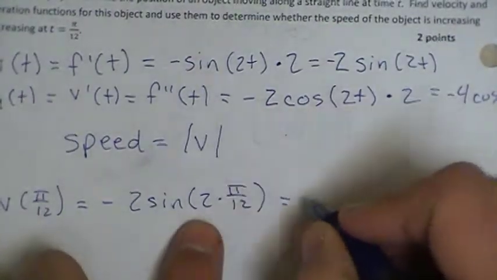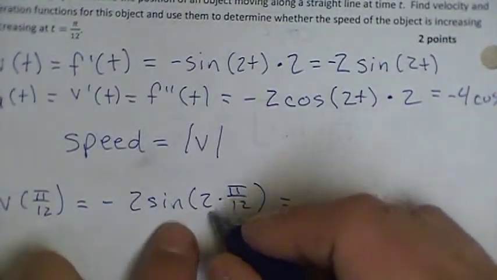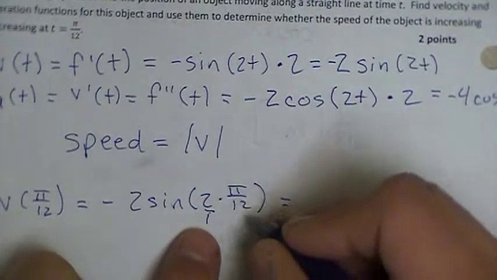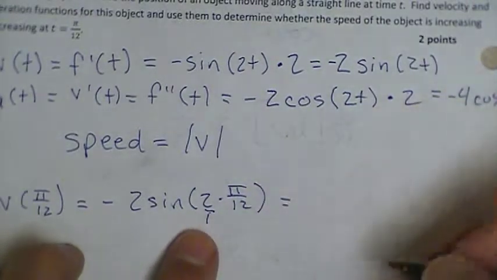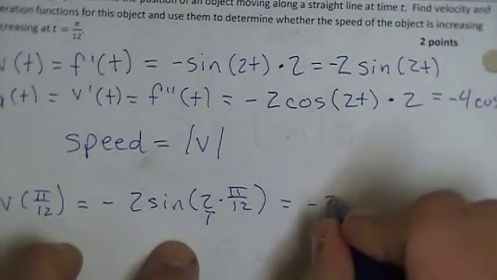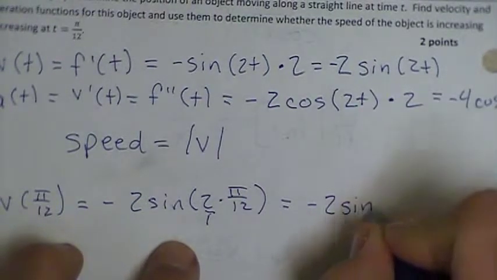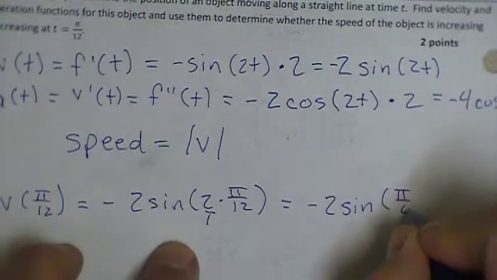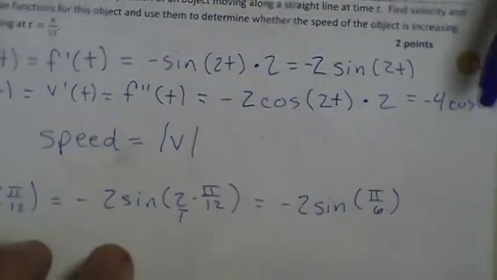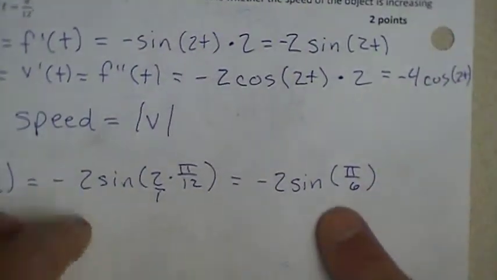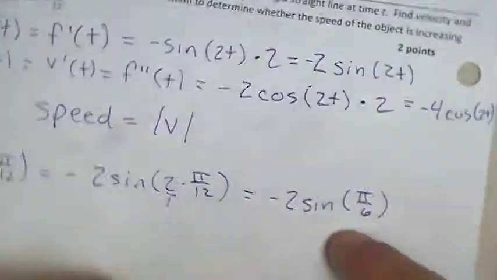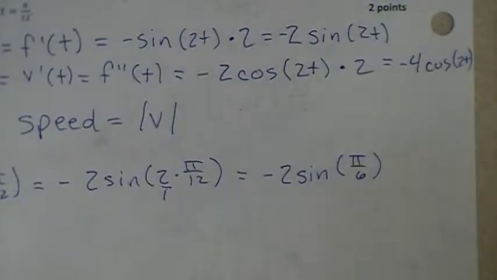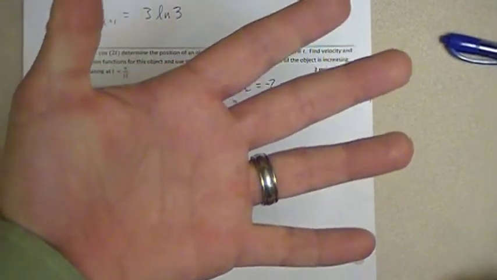If you do top times top, you get 2 pi. Bottom times bottom, you'd get 12. 2 pi over 12 would reduce to pi over 6. So this would be negative 2 sine of pi over 6. Now if you use the left-hand trig trick to help you figure out what pi by 6 is, use your left hand as the first quadrant of the unit circle, and we're looking for sine of pi by 6.